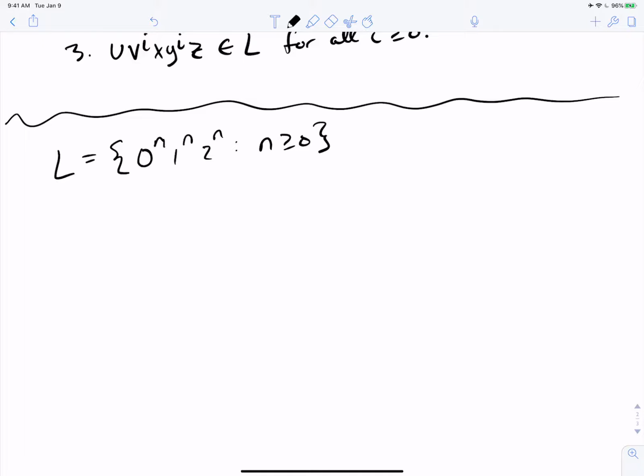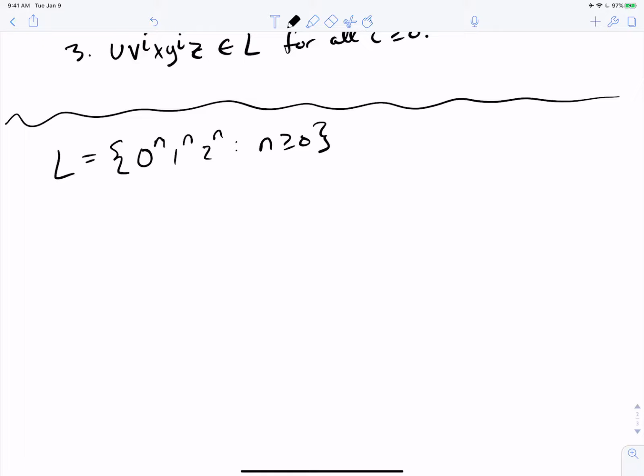So what do you think this language is? Is this language regular, first off? No, and what would an example string be to try to prove that? Yeah, just put a P where the n is. So it's not regular, but that doesn't imply it's not context-free.